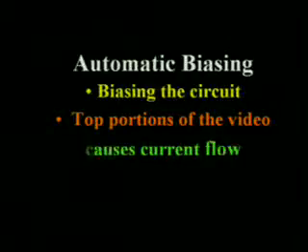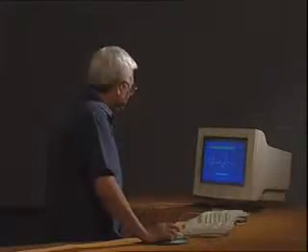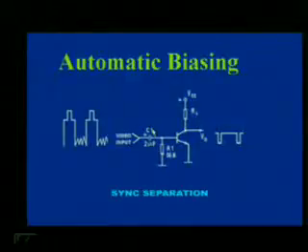And the biasing done by C1 and R1, resistance and capacitance, is known as automatic biasing, and this biasing clips the top portion of the video signal, which causes current to flow in the transistor. See here again, this is that capacitor and this is that resistance, and they form the automatic biasing for this transistor.